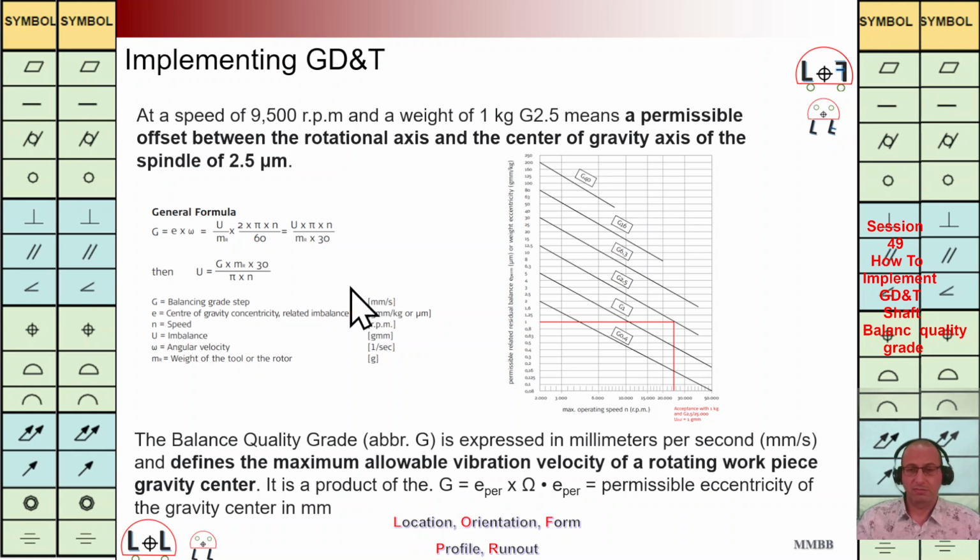Let's see this example. In this example, we have a speed of 9,500 RPM and the mass is 1 kilo. And for this application, the G is 2.5. We would like to see what is the value of E, or let's say U, the permitted unbalance, permitted eccentricity for E. Let me talk about this 9,000 RPM.